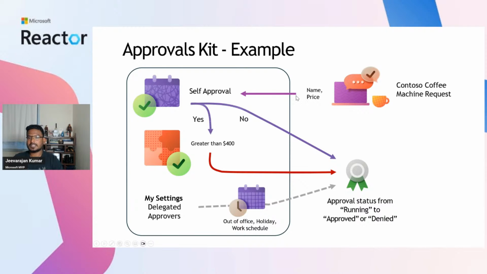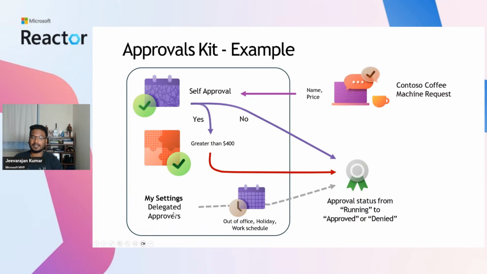In our sample demo, what's going to happen is when somebody places a coffee machine order, we decide if it's less than a certain amount, let's say in this case less than 400, it should be a self-approval, or could be approved by the first level of approval. And if it's more than 400, then it can go to a second level of approval.